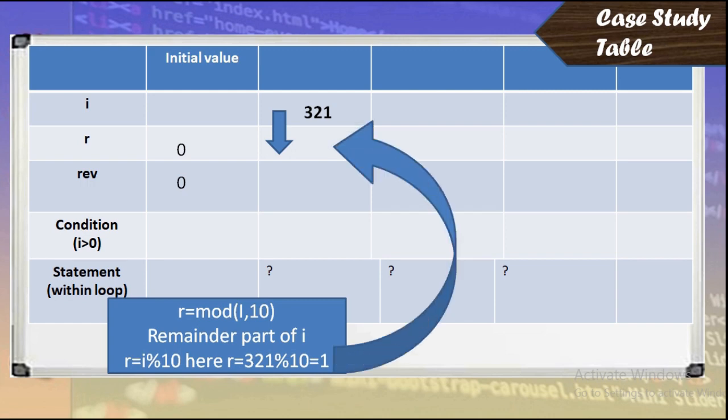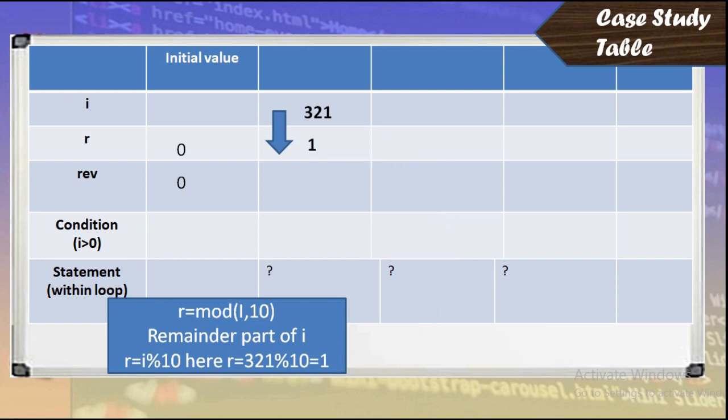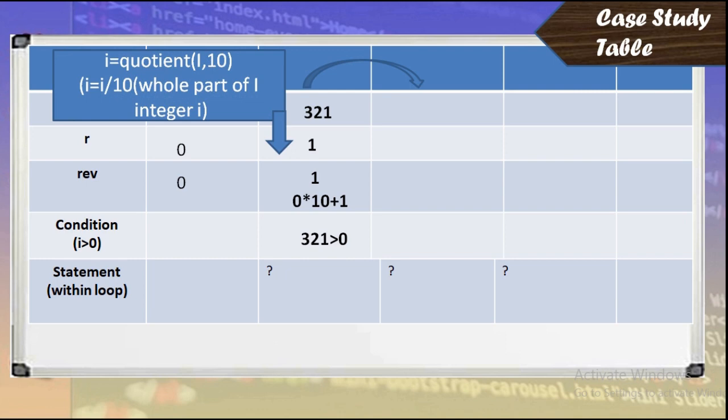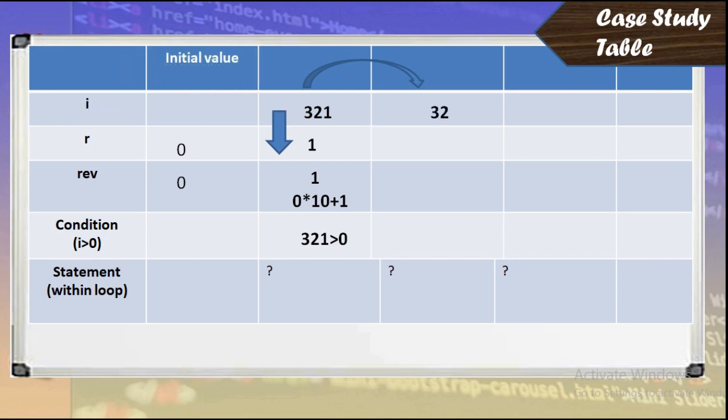If I is divided by 10, then the remainder is 1. So R equals I mod 10, and so we can get the last digit of 321. In the next loop, I will be the integer part of I divided by 10, as in the table. It is in the next column, which is 32. So I equals I divided by 10.